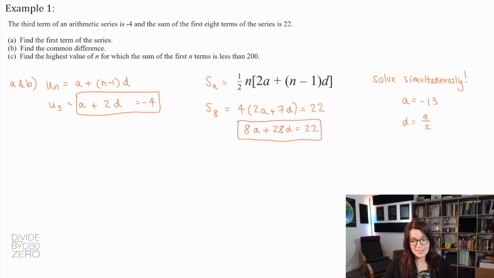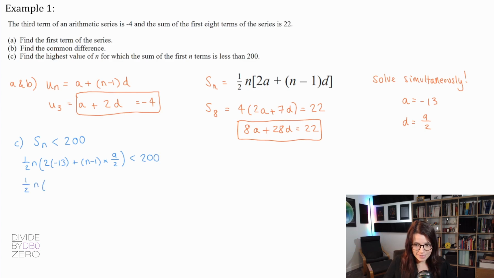For part C, it says find the highest value of n for which the sum of the first n terms is less than 200. So we're looking for something to do with Sn being less than 200. Now, if we sub into the Sn formula, we would get half n times 2 times a, which we now know is -13, plus (n minus 1) times d, which we now know is 9/2, and we want that to be less than 200.